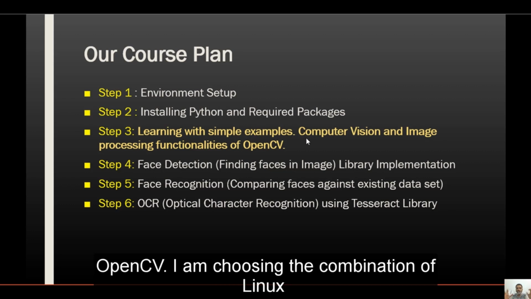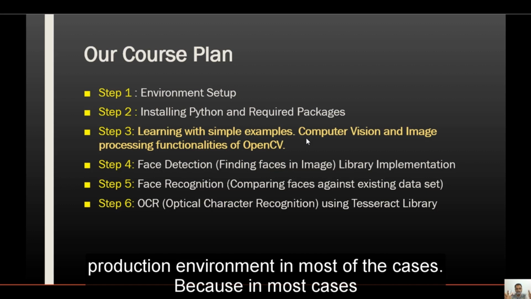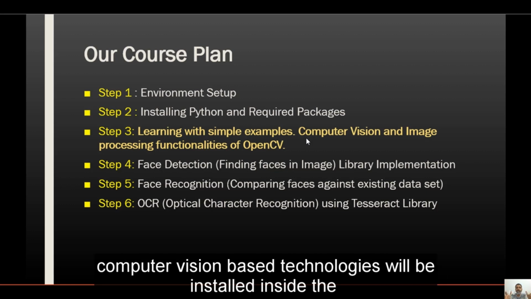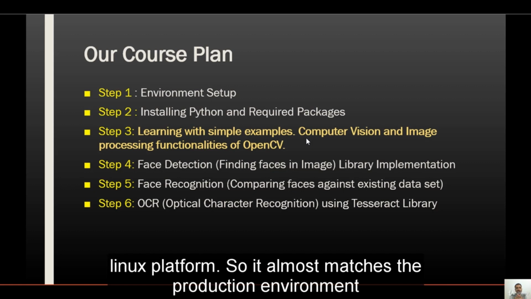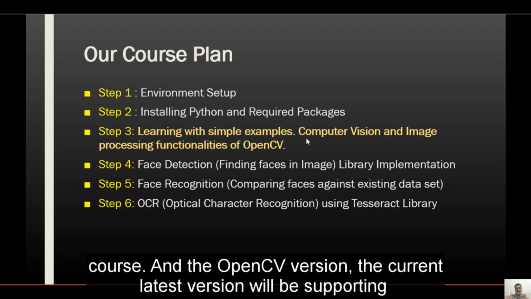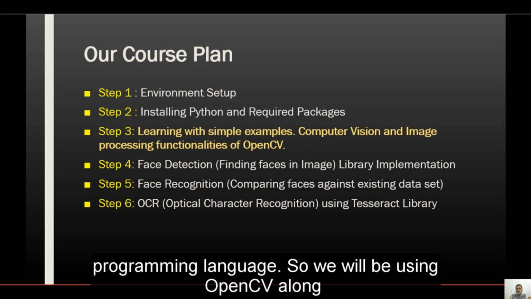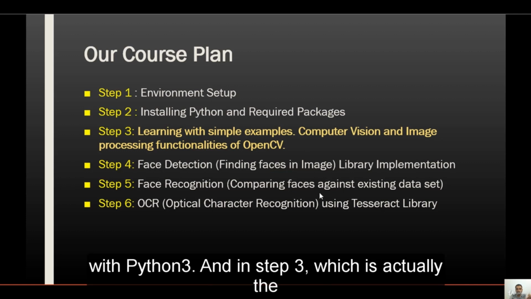I'm choosing the combination of Linux, Python and OpenCV because that actually resembles the production environment in most cases. Because in most cases, computer vision based technologies will be installed on the Linux platform. So it almost matches the production environment that you may be using in your career or in your organization after learning this course. And the current latest version of OpenCV supports Python 3, the latest version of the Python programming language. So we will be using OpenCV along with Python 3.